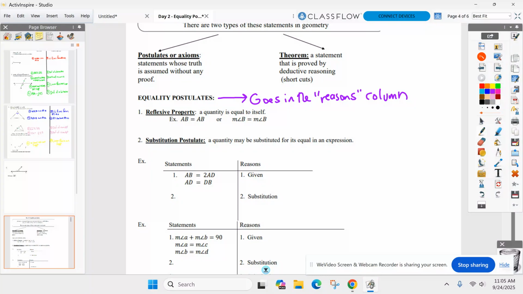The first one is very hard for me to convince you that you're ever going to need it. The first property is called the reflexive property. And if you read it, a quantity is equal to itself. Thanks for the breaking news, Mr. Carlino, huh? Wow. So you're telling me segment AB is the same as segment AB. Angle B equals angle B. Mind blown, everyone, right?